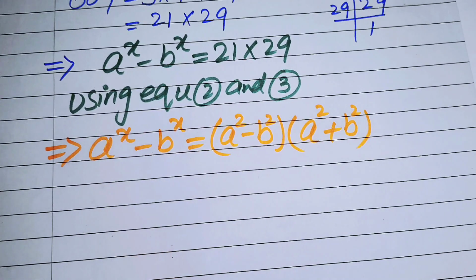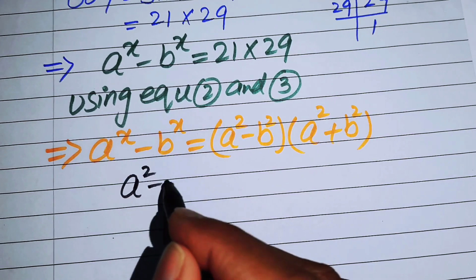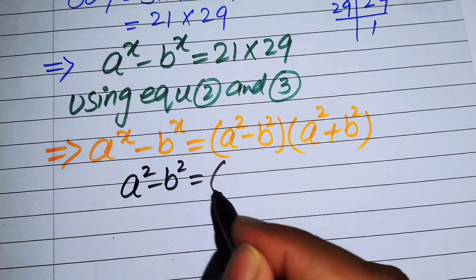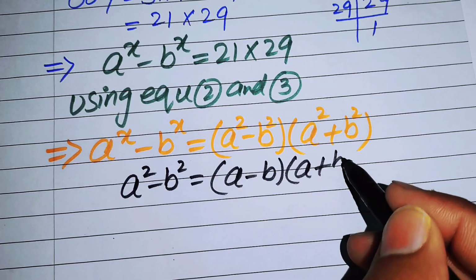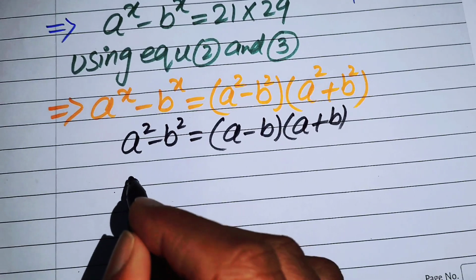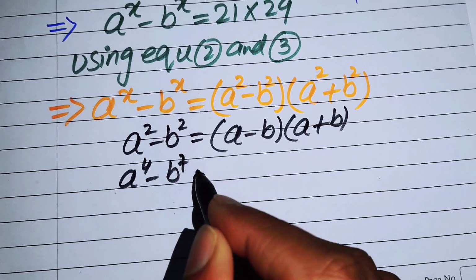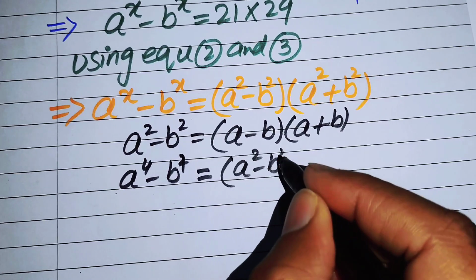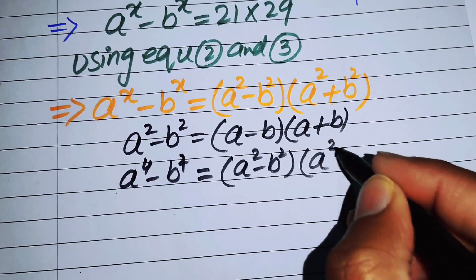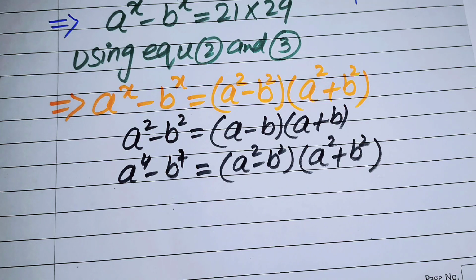Here we use the nice square identity, and you know about this identity. We know that a square minus b square equals a minus b times a plus b, and if we have a to the power of 4 minus b to the power of 4, it equals a square minus b square times a square plus b square. So we use this.